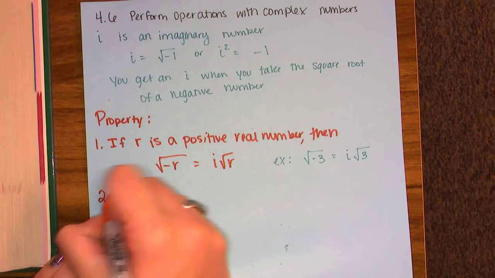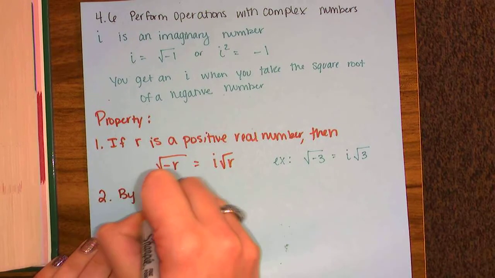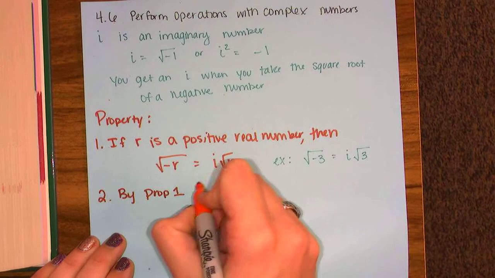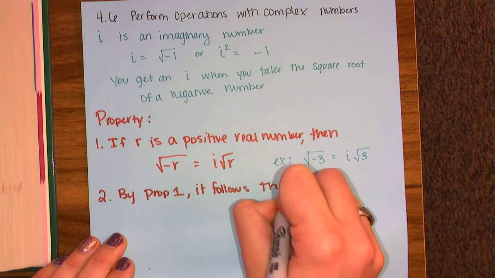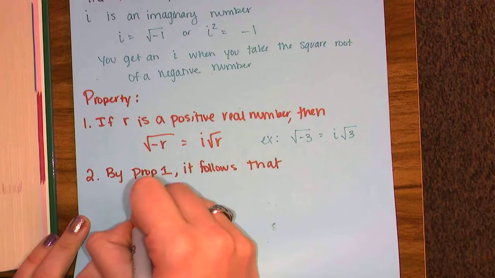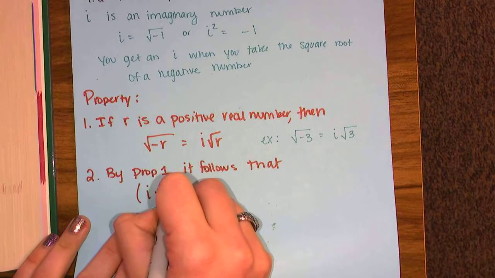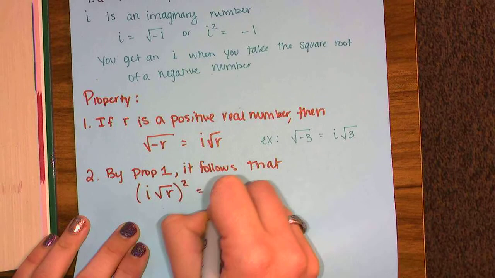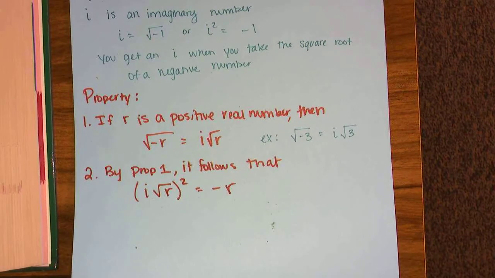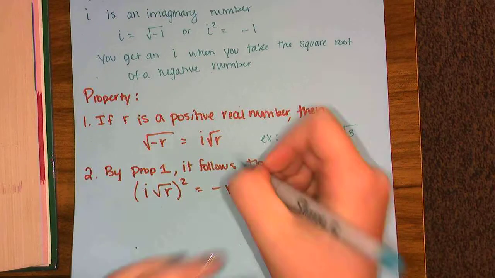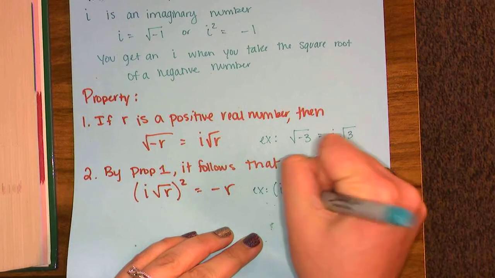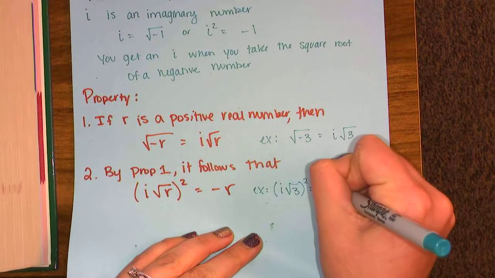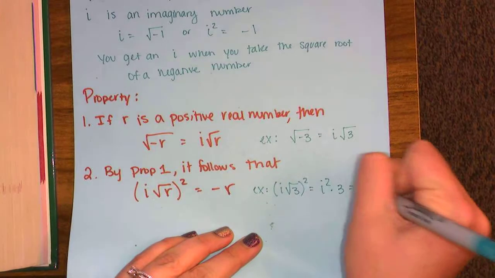And then 2, by property 1, it follows that (i square root of r) squared is equal to -r. So if I had (i square root of 3) squared, that would be equal to i squared times 3, or -3.